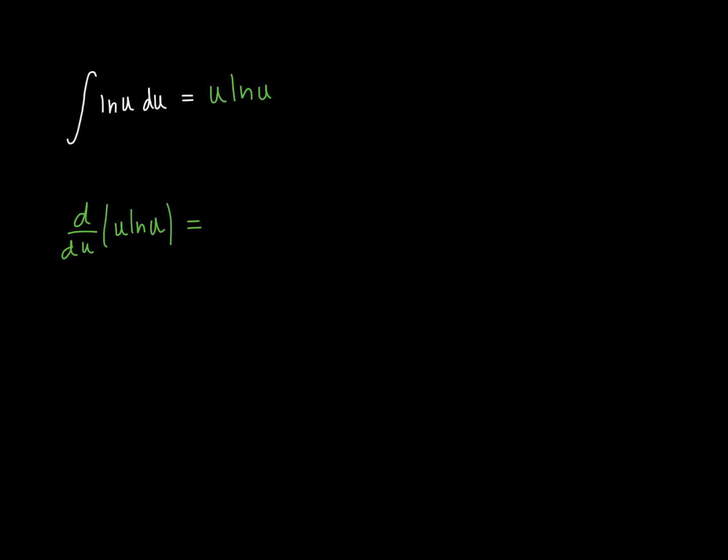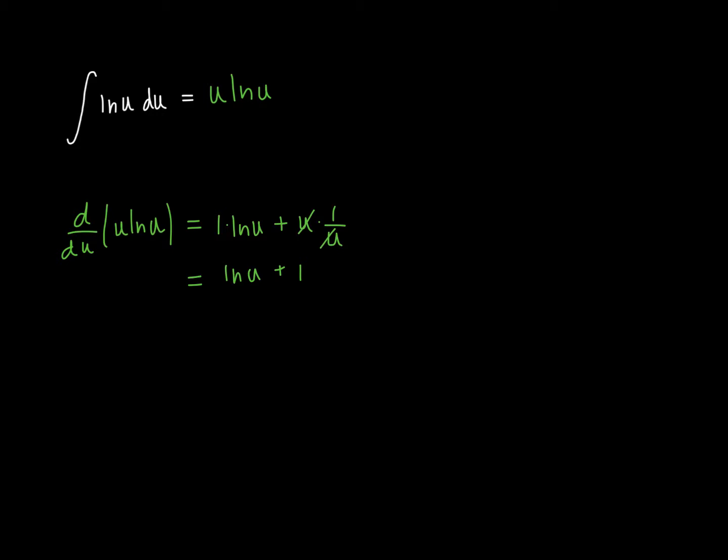So I'll start by taking the derivative of the first function, which will just be the derivative of u, which is 1. So I have 1 times natural log of u, and then plus I'll leave the first one alone, and so it'll be u times the derivative of the second, which is just 1 over u. Okay? So if I simplify this, what I end up with is natural log of u plus 1.